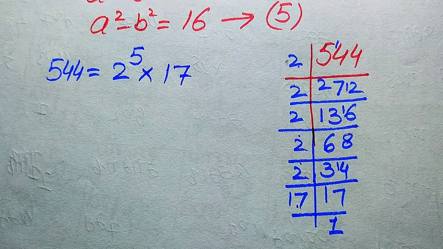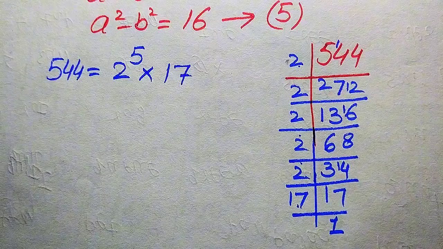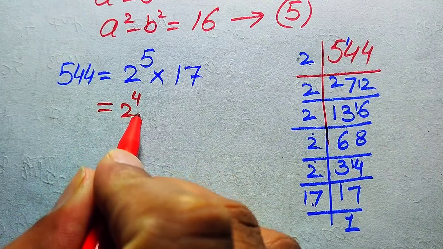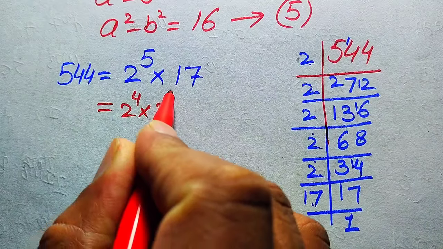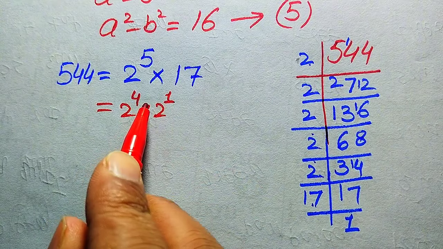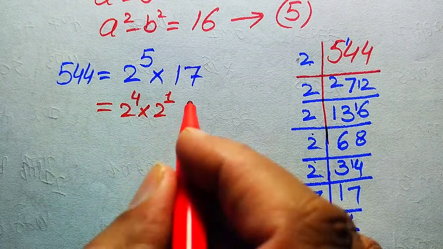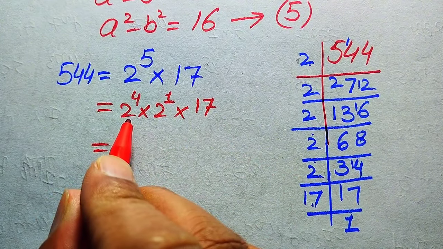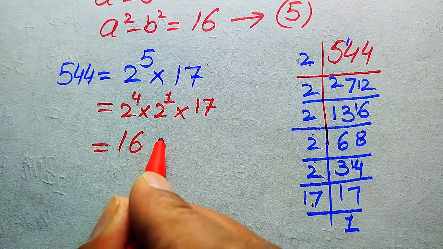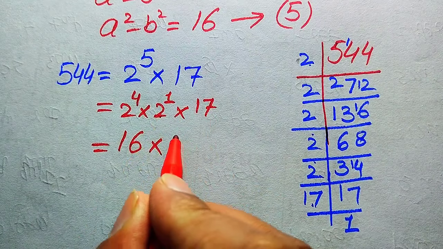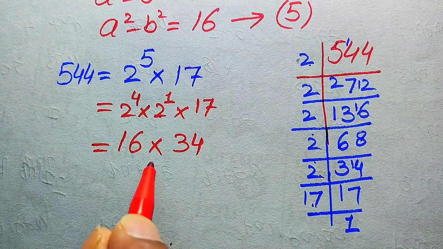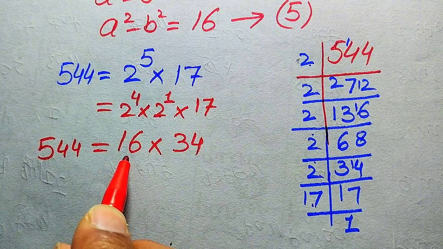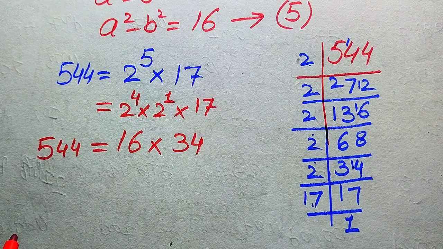Okay, so further in the next step, we write 2 to the power of 5 as 2 to the power of 4 multiplied by 2 to the power of 1. So when you add these two exponents, it again becomes 5, and it is multiplied by 17. Here you know that 2 to the power of 4 equals 16, and 2 times 17 equals 34. So here we write 544 equals 16 multiplied by 34.